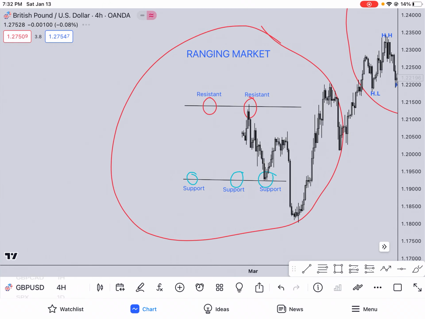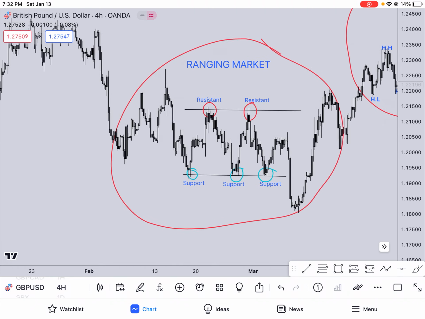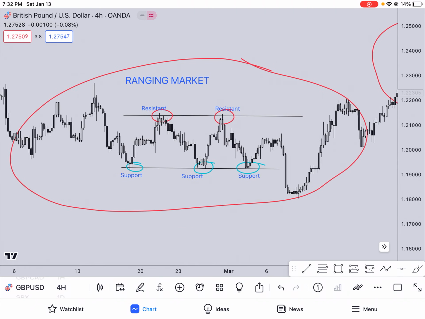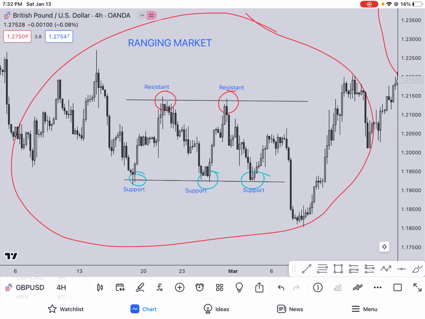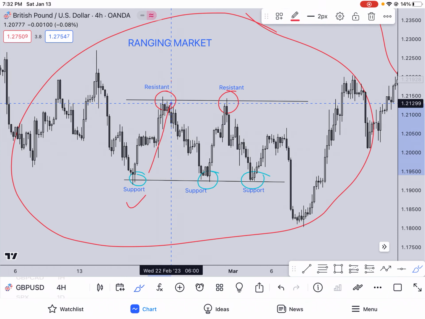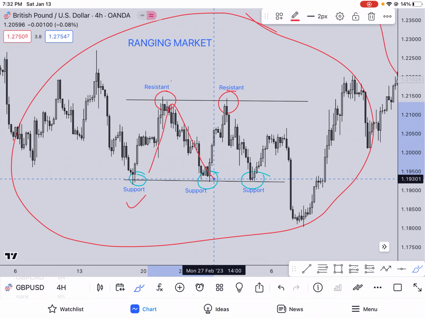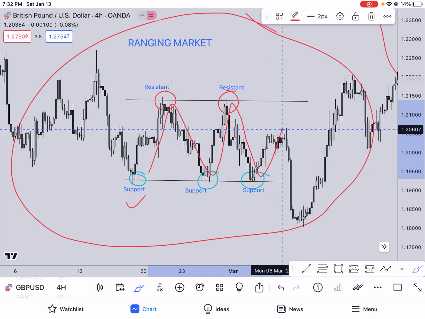Now let's go to the next market, which is the ranging market. I taught us about the ranging market. A ranging market, I said, is a sideways market. The market is just playing within two points, within a support and a resistance. Playing within the support, and then it gets to resistance and comes back down. When it goes up, it will come back down to the support. That's how it keeps playing.